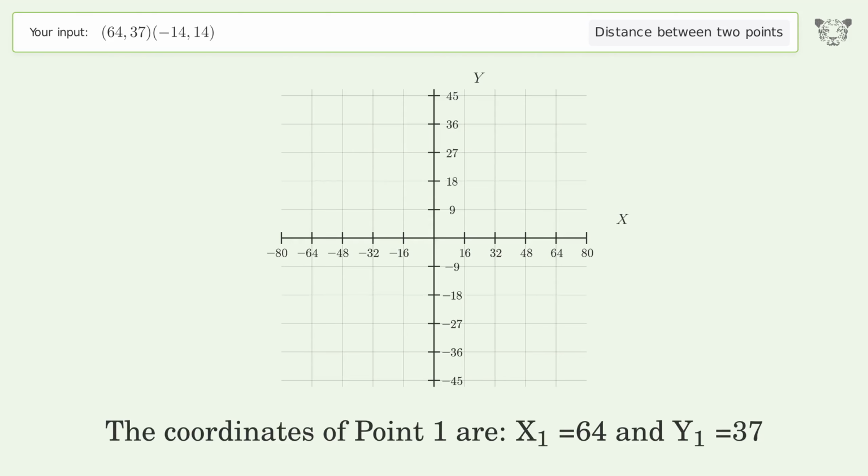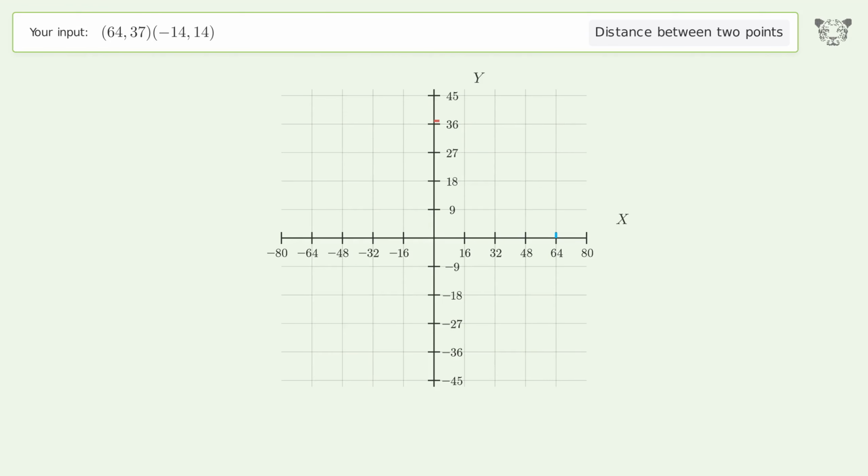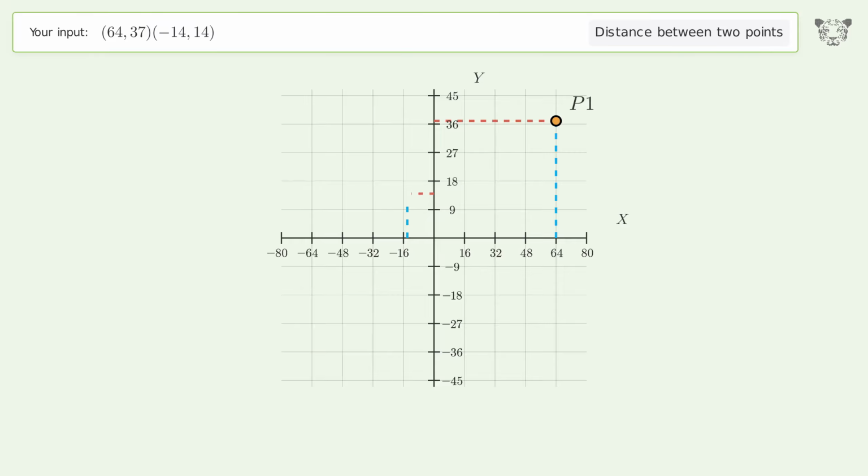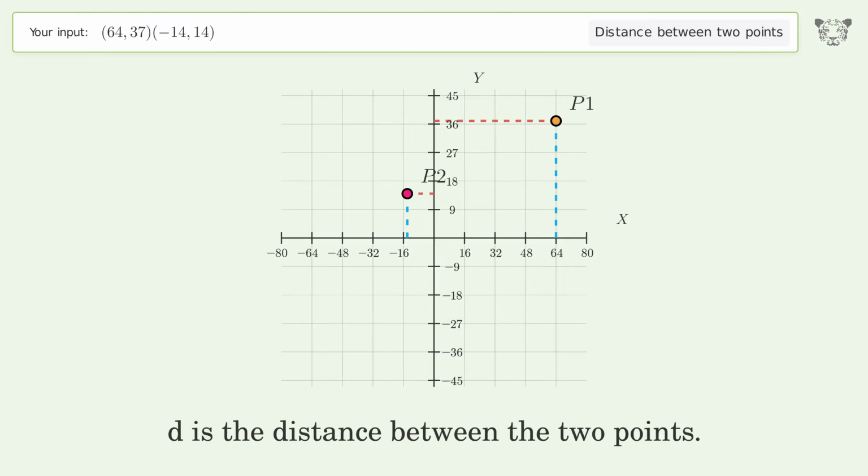The coordinates of point 1 are x1 equals 64 and y1 equals 37. The coordinates of point 2 are x2 equals negative 14 and y2 equals 14. D is the distance between the 2 points.